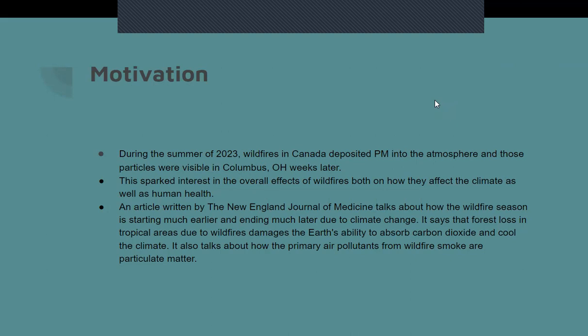There was an article written by the New England Journal of Medicine, which talks about how the wildfire season is now starting much earlier and ending much later due to the effect of climate change. It also talks about how the forest loss in tropical areas due to wildfire damages the Earth's ability to absorb carbon dioxide and cool down the climate, which then also makes global climate change even worse. It also talks about how the primary air pollutants from wildfire smoke are normally particulate matter.